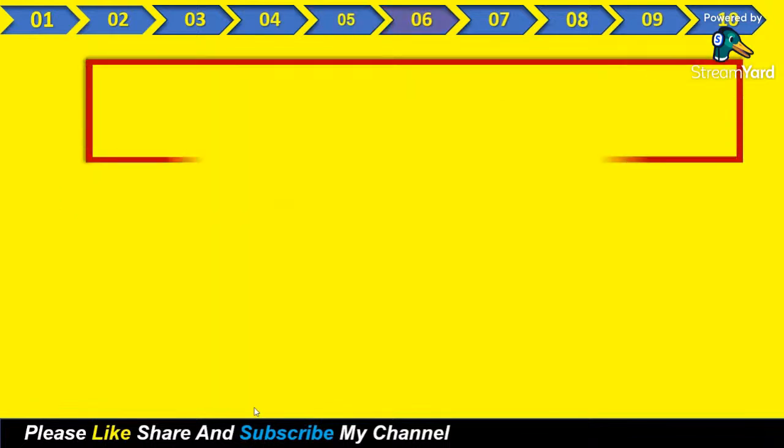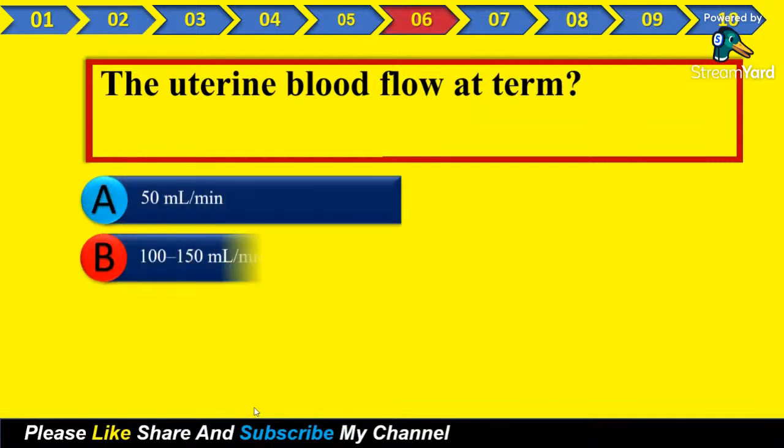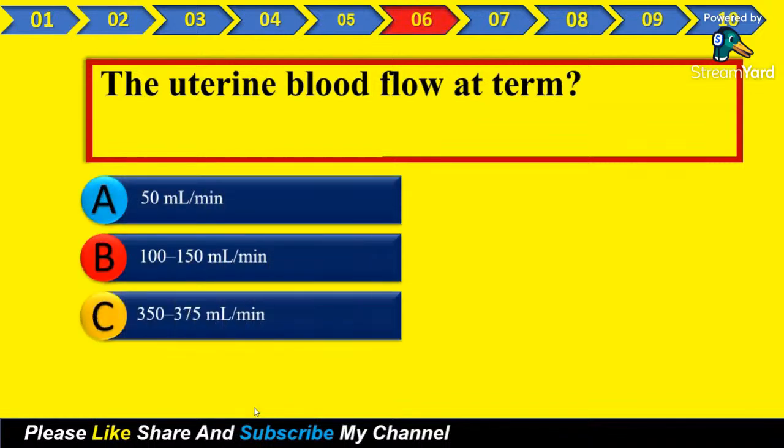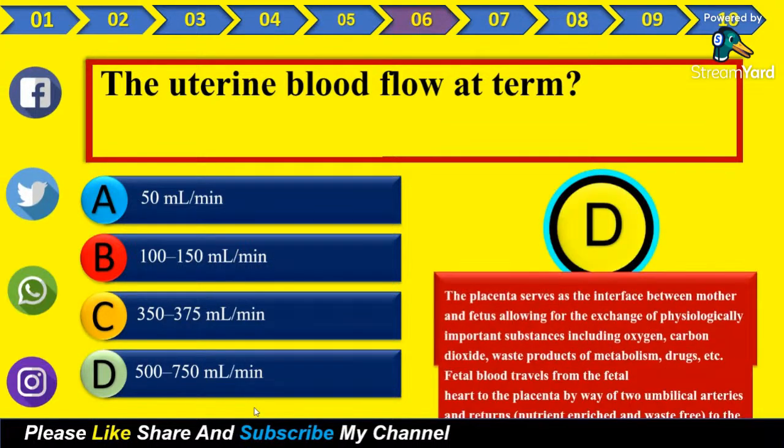Let us move on to the next question. The uterine blood flow at term: A. 50 ml per minute, B. 100 to 150 ml, C. 350 to 375, D. 500 to 750. Correct answer here is D. 500 to 750 ml per minute.